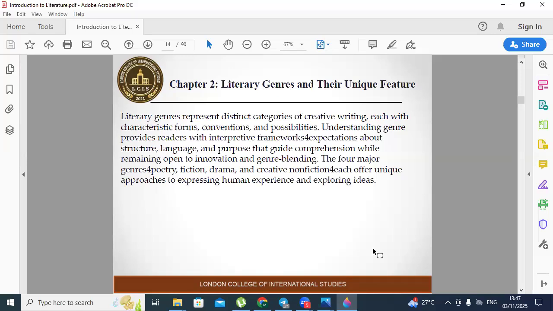The four major genres: poetry, fiction, drama, and creative non-fiction, each offer unique approaches to expressing human experience and exploring ideas. No genre is inherently superior to another. They're different tools suited for different purposes, and skilled writers choose the genre that best serves their artistic vision.